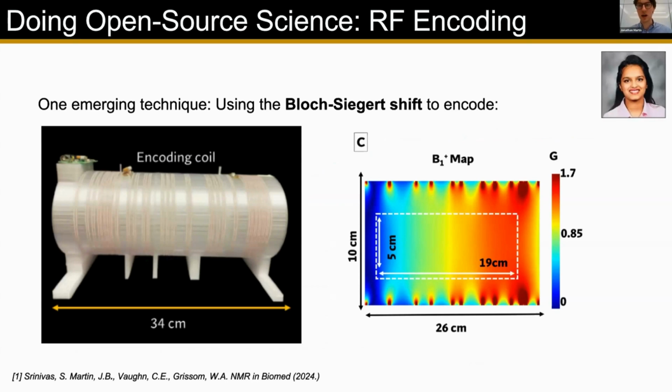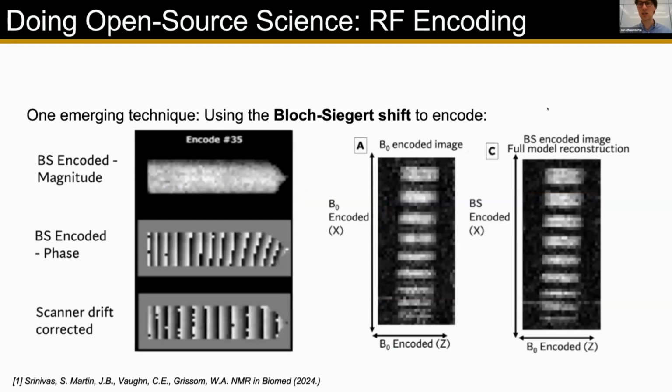to create images. Sahibi Srinivas, formerly from my lab, built a lot of really cool hardware for RF encoding. This is a wrist-sized RF encoding coil where you're designing it to have a B1 field that varies in such a way as to give you a nice linear phase variation across space. And she was able to demonstrate really nice phase encoding. Was working on frequency encoding with this.